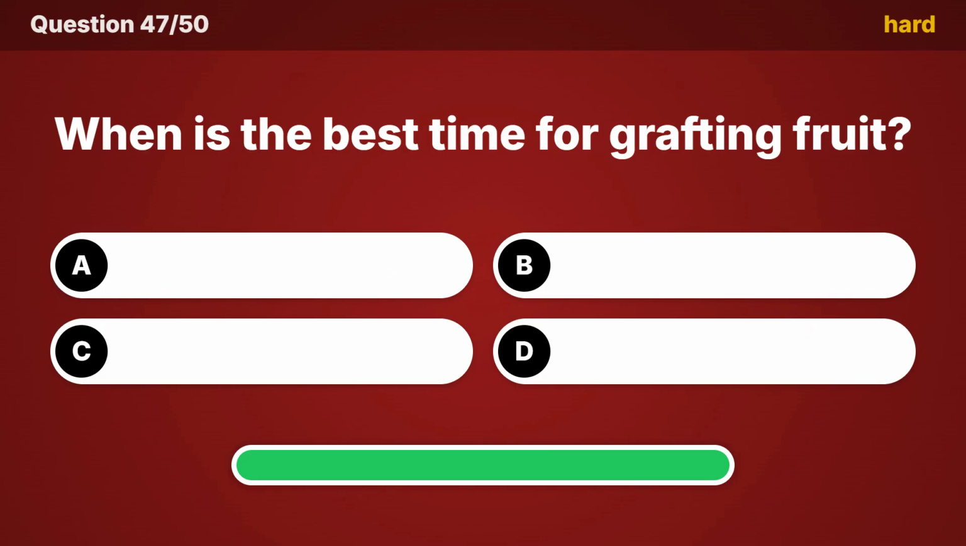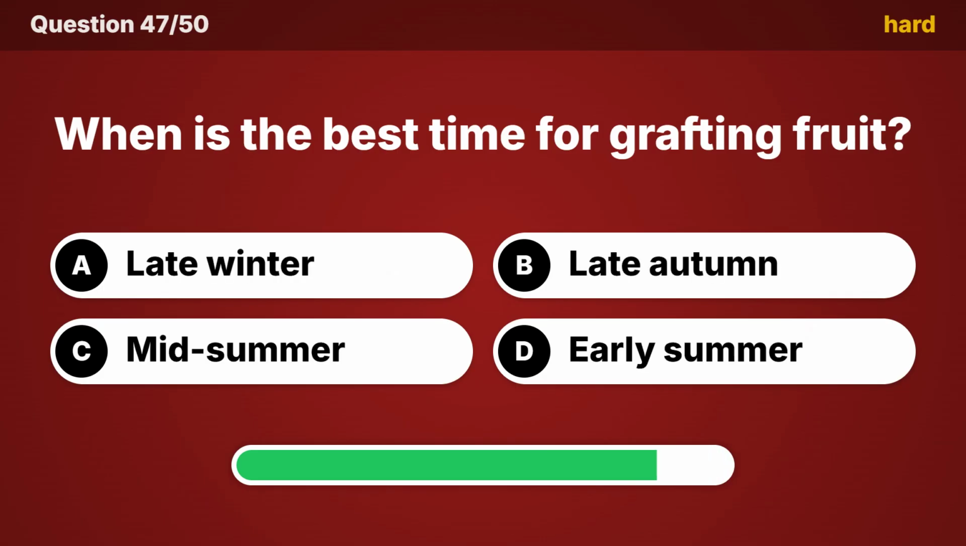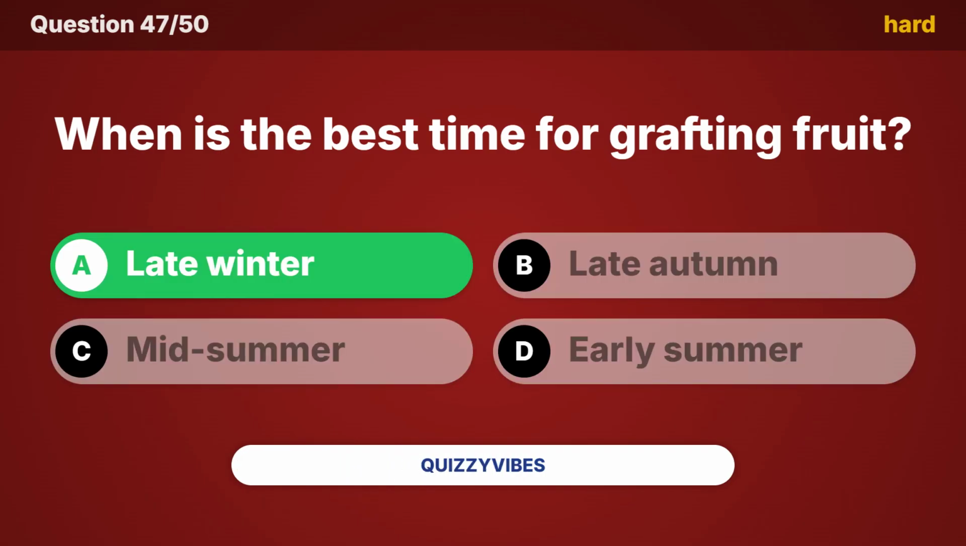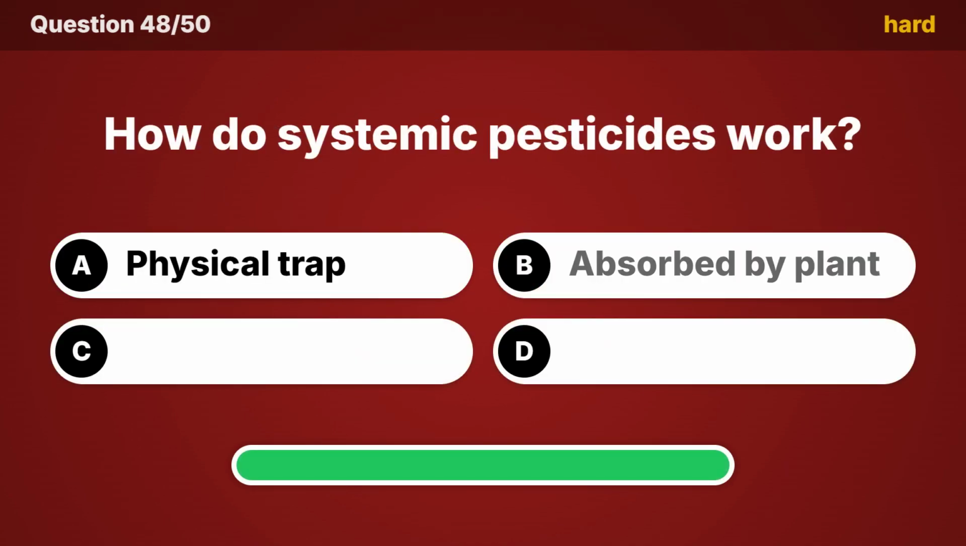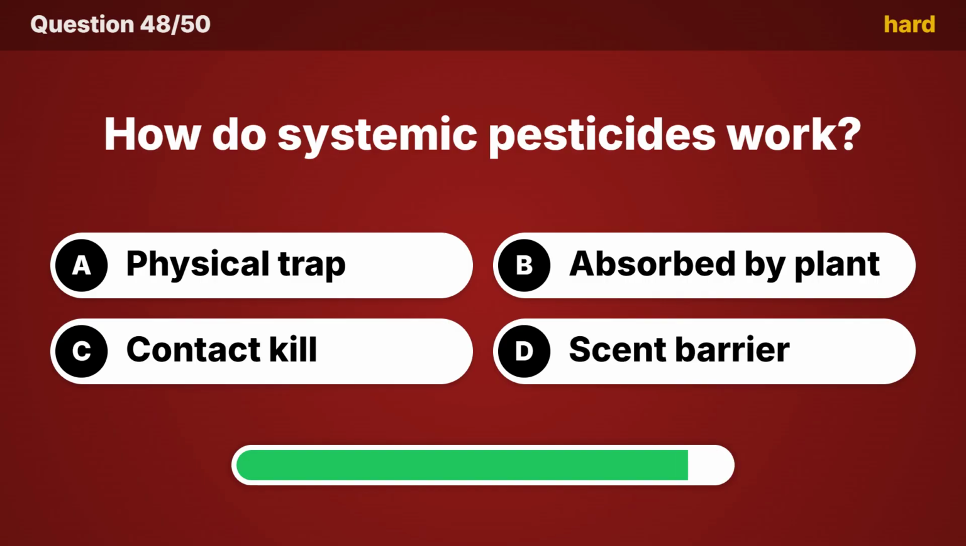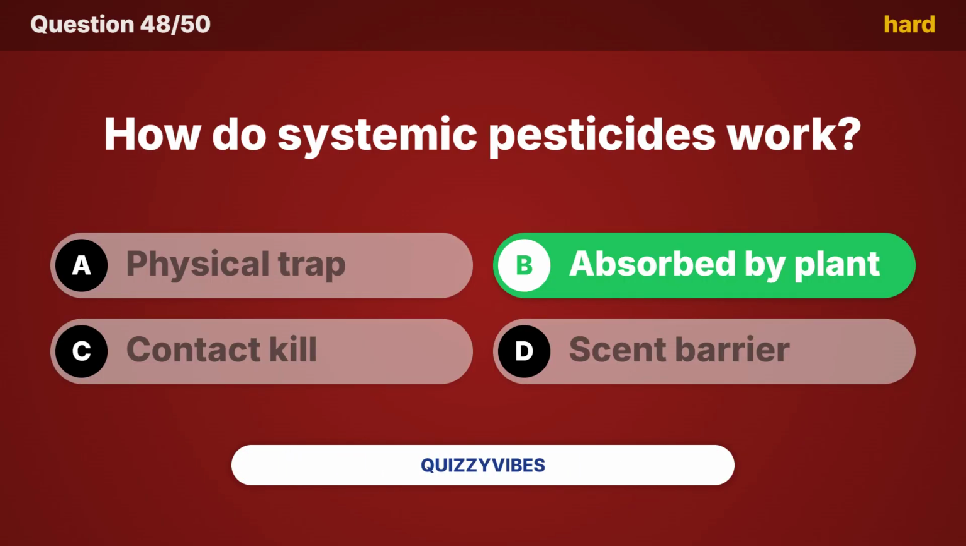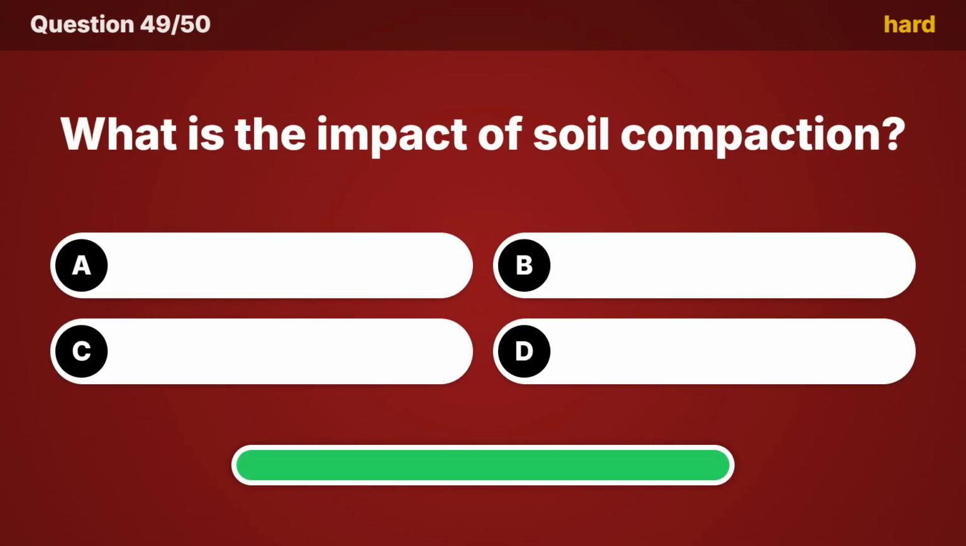When is the best time for grafting fruit? And the answer is late winter. How do systemic pesticides work? Answer, absorbed by plant. What is the impact of soil compaction?